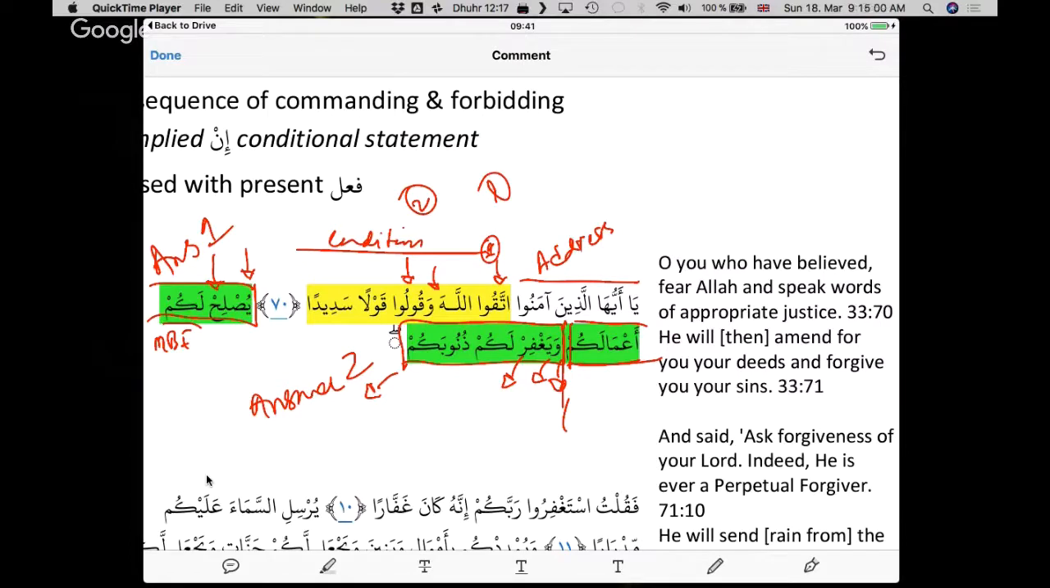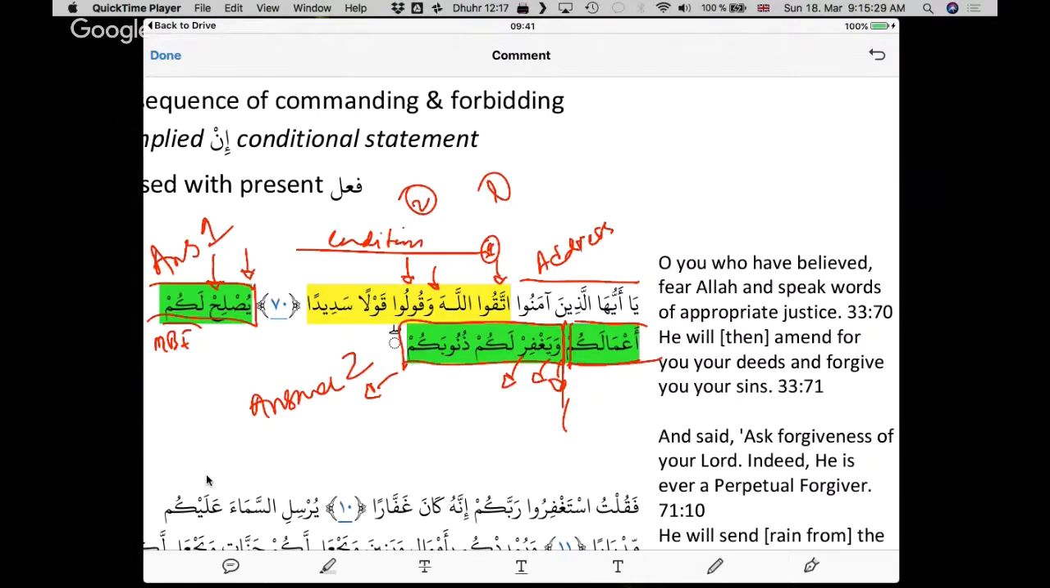Okay? Good. Let's read the translation. Oh you who believe. Oh you who have believed. This is the ya ayyuhallazina amanu. Ittaqullaha. Fear Allah. That's the first part. That's the first command. Waqulu qawlan sadida. And speak words of appropriate justice. This is the second command.